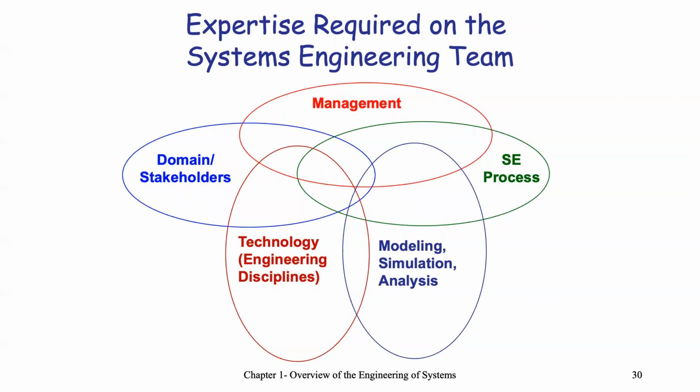There are a lot of different types of expertise required on a systems engineering team. It's not all management, but you need to have management. A lot of times systems engineering and program management are tightly coupled, and we're seeing a little of that here. You can think of the systems engineering process: you have the stakeholders, who are going to be engaging with management and systems engineering. But then you need the people who are actually building things, so the technologists and the engineering disciplines, and you need the modeling and simulation analysis.